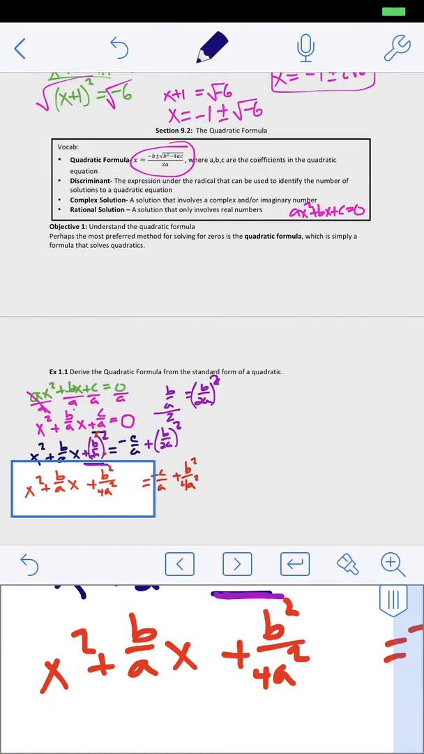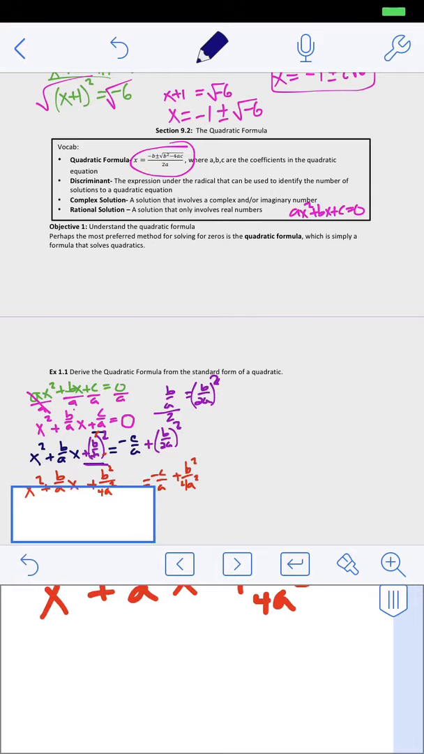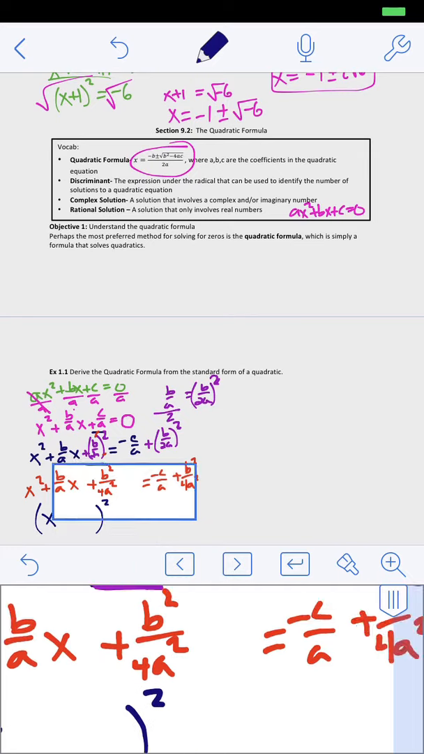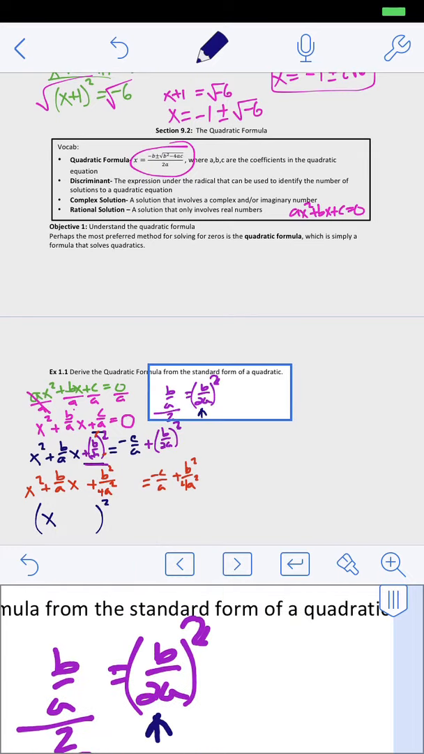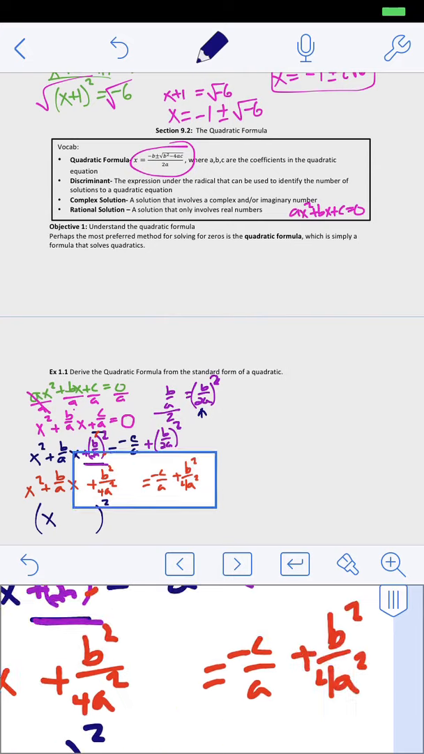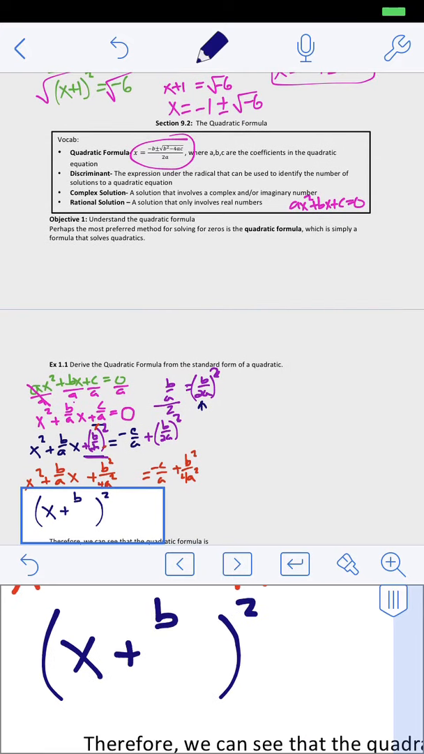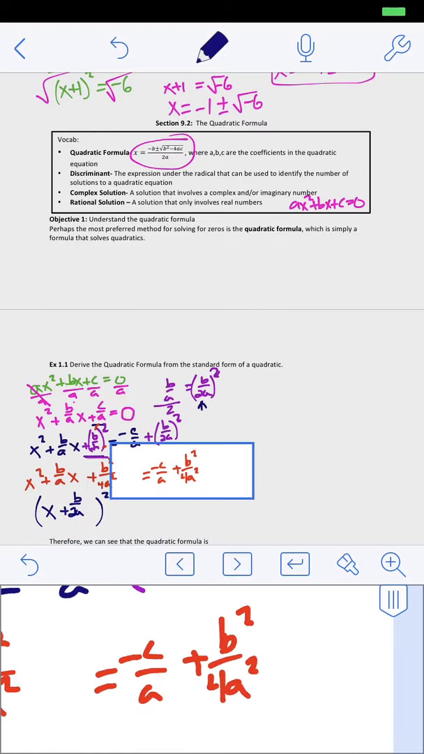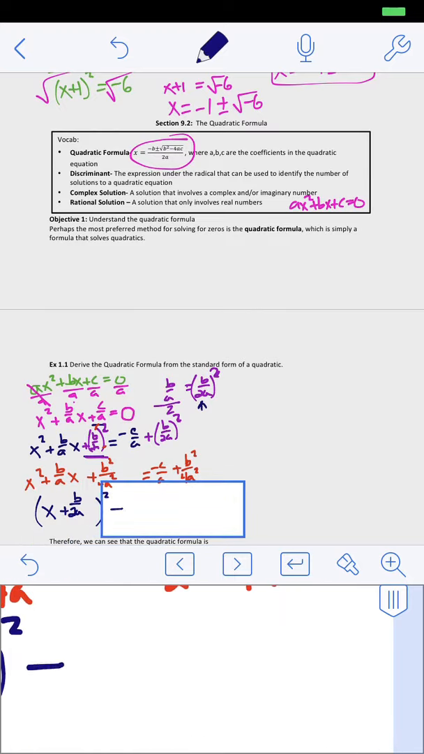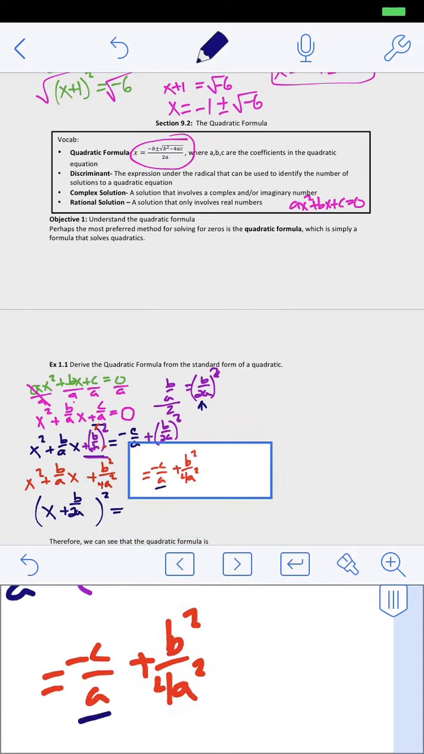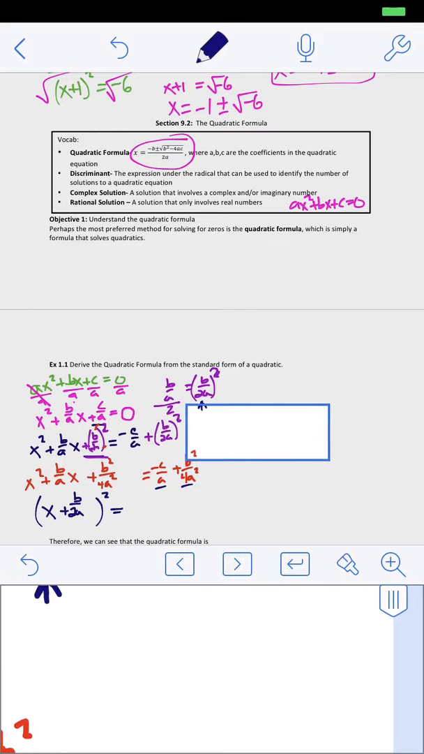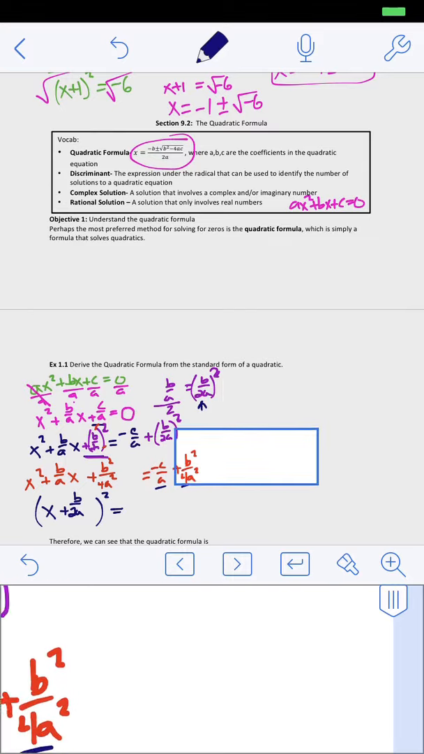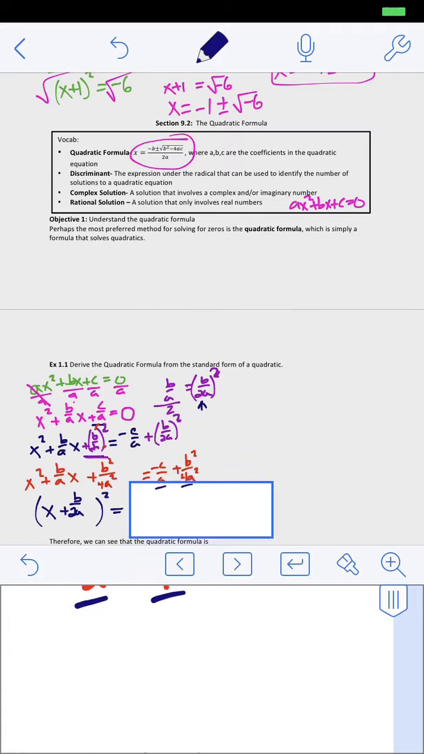Alright, after that, I remember that this left-hand side is supposed to factor into a quantity squared, x plus whatever I got for that b over 2 thing. So x plus b over 2a, right? That's what it was supposed to equal. And then on the other side, I just had to add these. Now in order to add these, I have to make sure their denominators are the same. What's missing from the first one? A 4a. I'll do it right here.